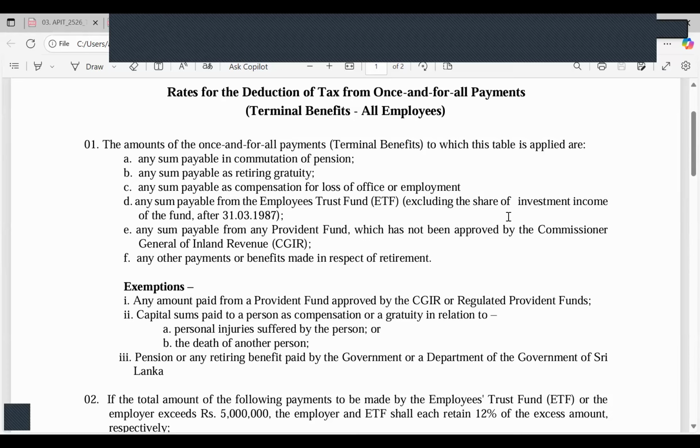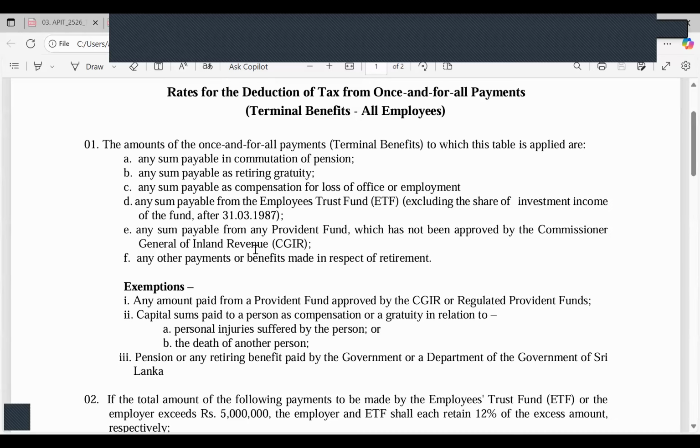What is the share of investment income? It is the interest portion we receive after the ETF is deposited. That is what is excluded. That is exempt, so it is removed. Any sum payable from the employees trust fund.